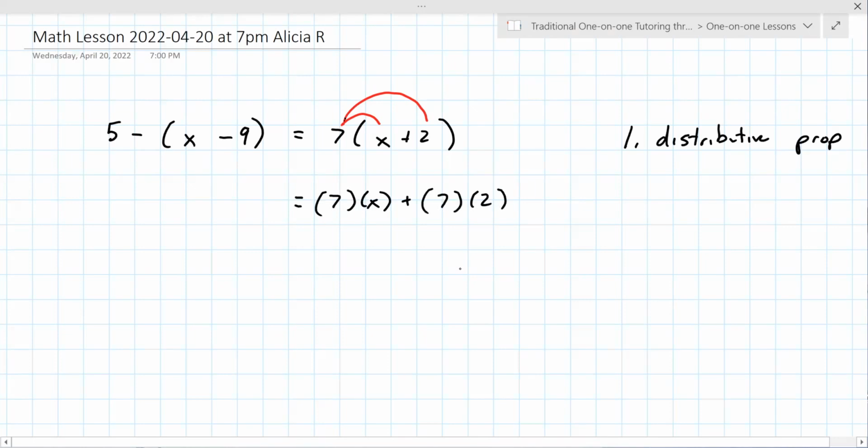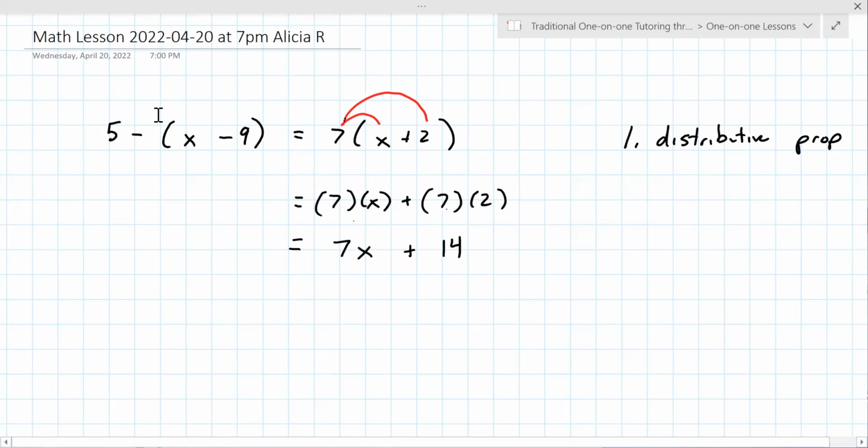Yeah, so there's this intermediate step that most people don't even write down, but it's 7 times x plus 7 times 2. So 7 times x is 7x, and 7 times 2 is 14. Okay. Now on the left here, this one's more complicated. That's why I'm saving it for the next point of discussion.